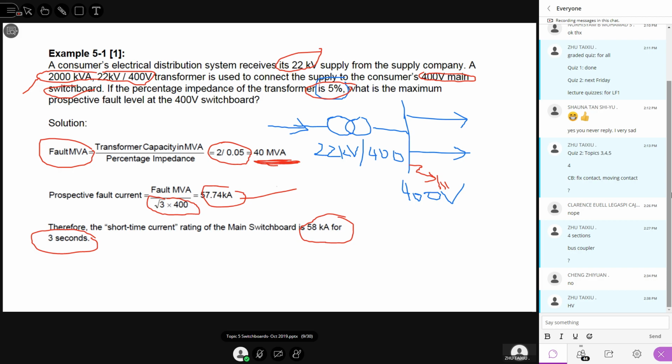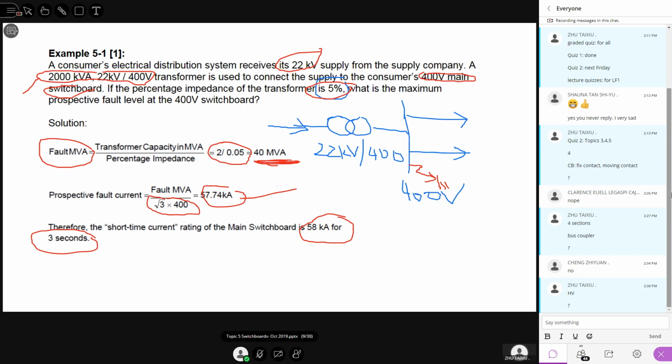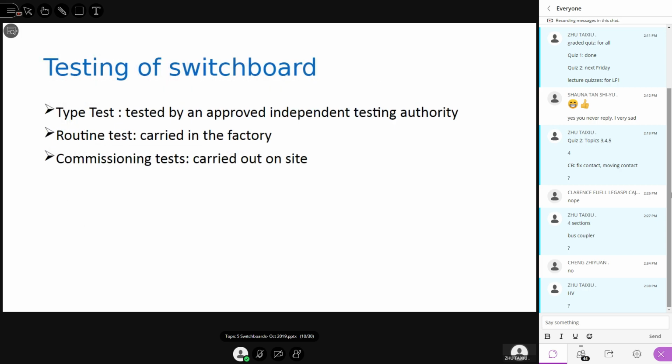Again, I know all of you know how to calculate this kind of fault current, right? So any questions about this one? Maybe you don't have. Just checking. Anyone has a question about this one? Don't have yet. Okay.